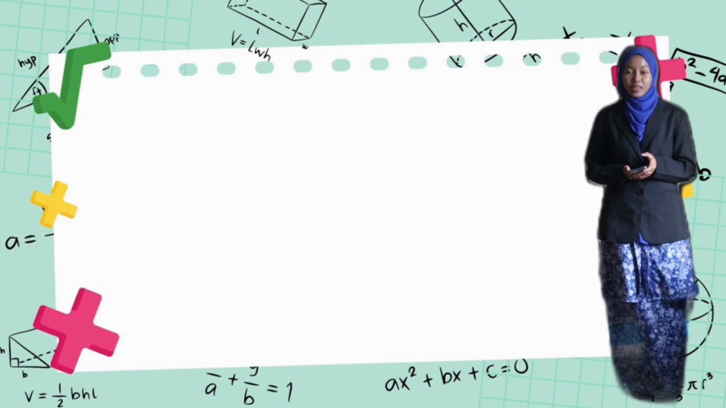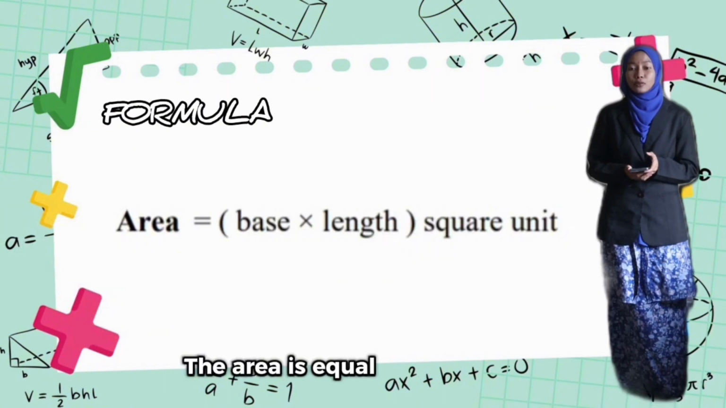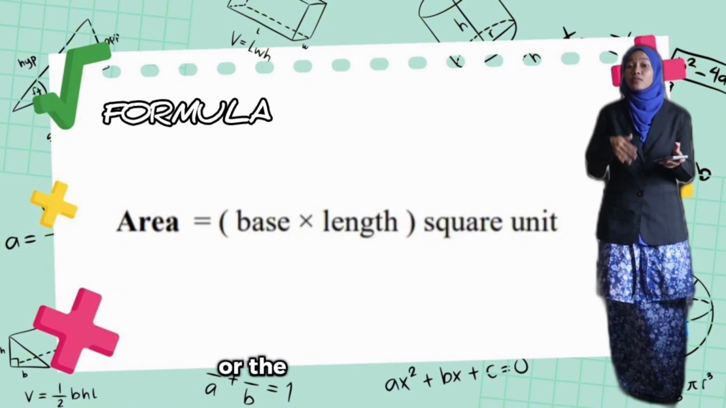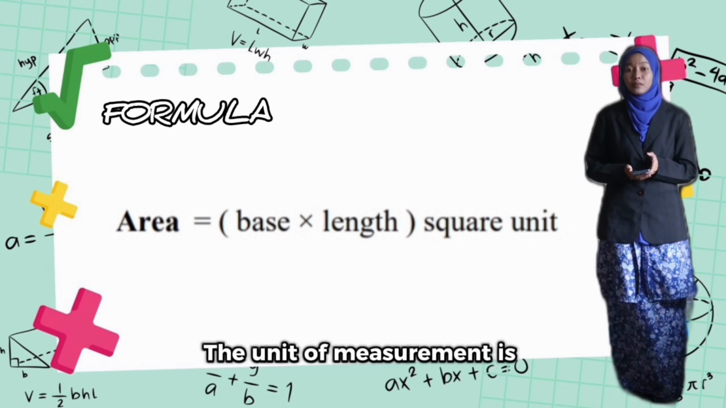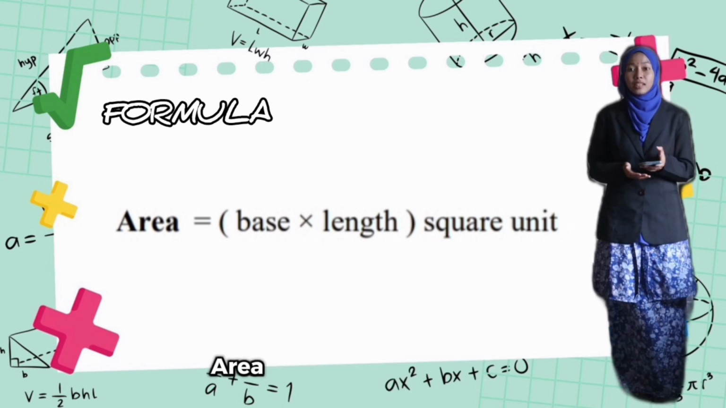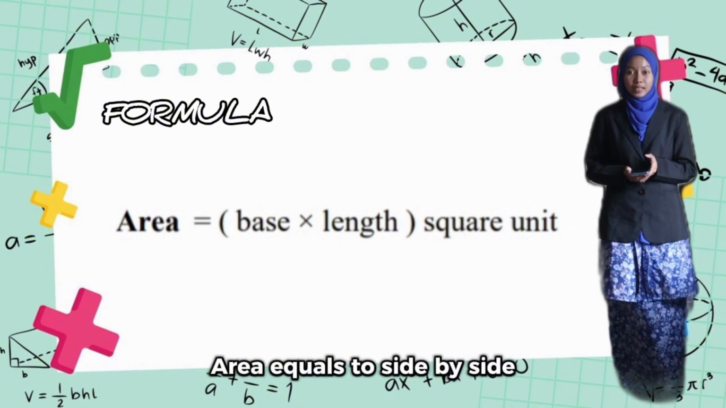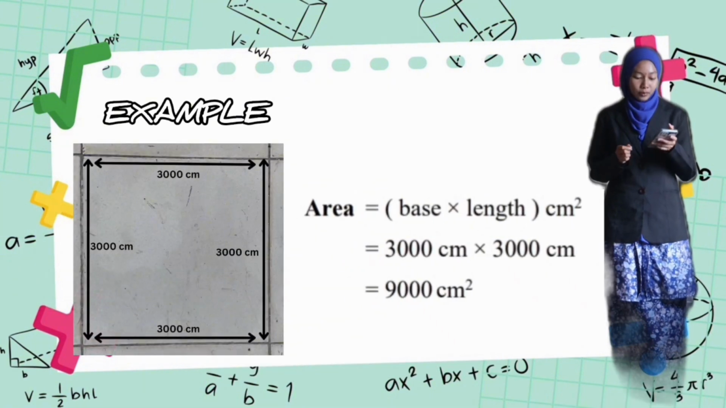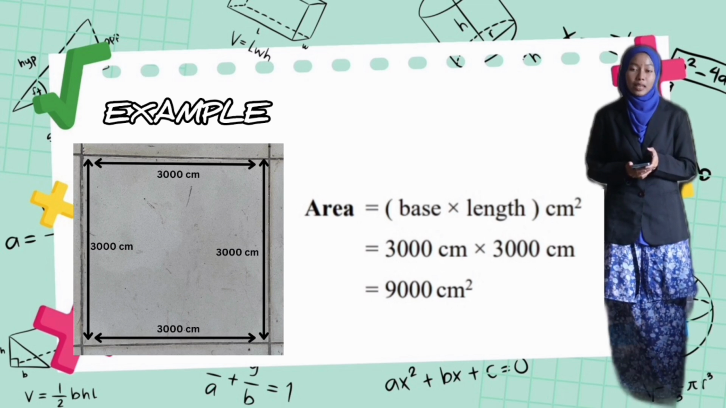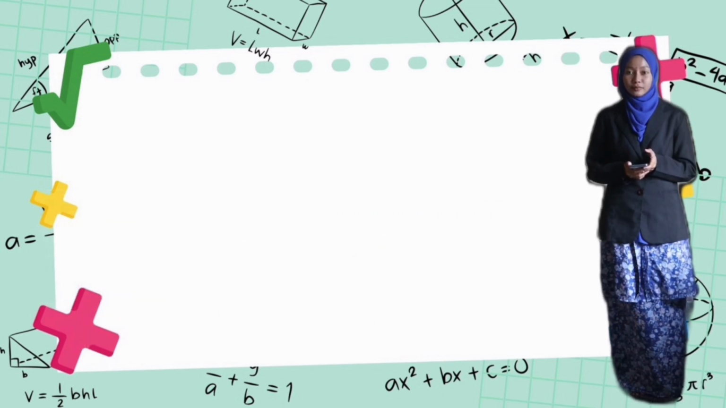centimeter. The area is equal to side square, or the square of the sides. The unit of measurement is square. Area equals side times side. For example, 3000 times 3000 equals 9,000 centimeters square.